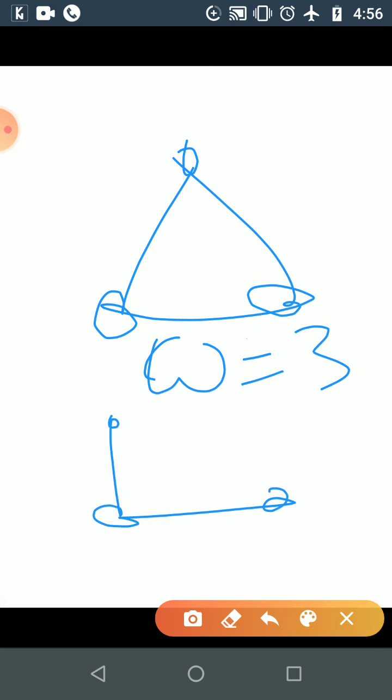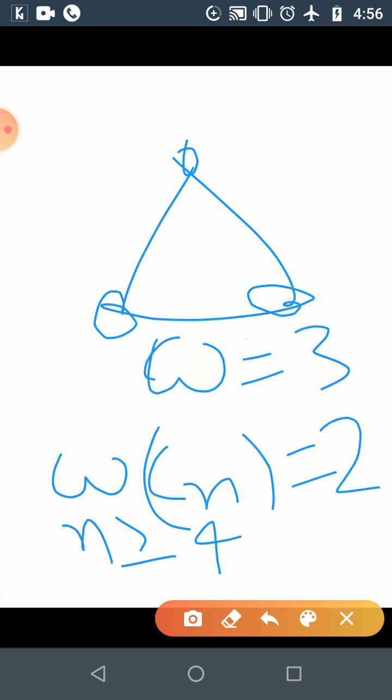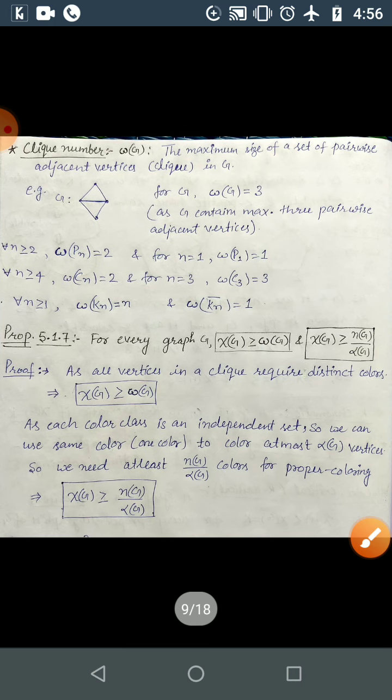In C4, the maximum set of pairwise adjacent vertices is K2, correct? Everywhere there is K2. C3 is not part of any other Cn. So omega for Cn, where n is greater than or equal to 4, is 2, because C3 is not a subgraph of any other Cn. Only K2 is a subgraph of this one, not K3, correct? So that's why the maximum size of adjacent vertices will be 2.